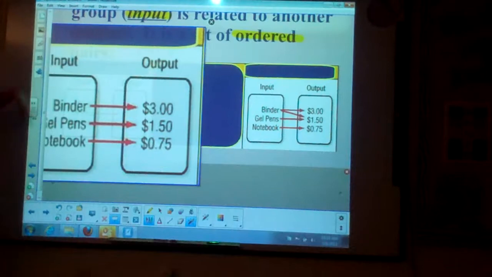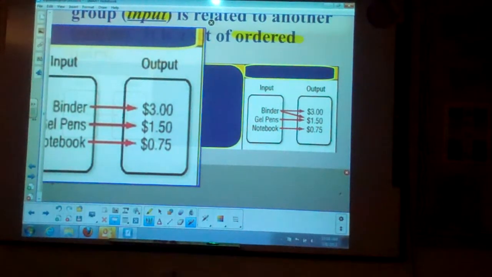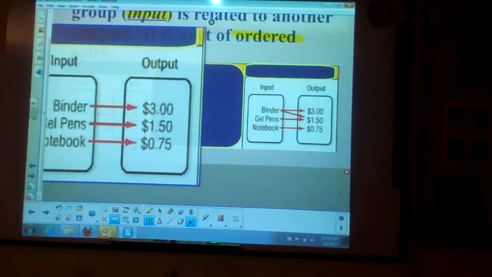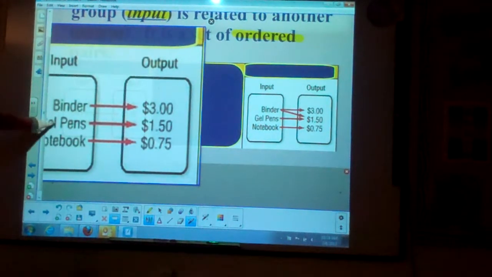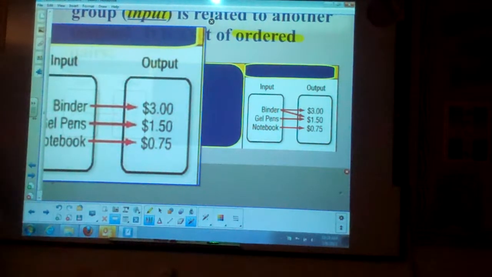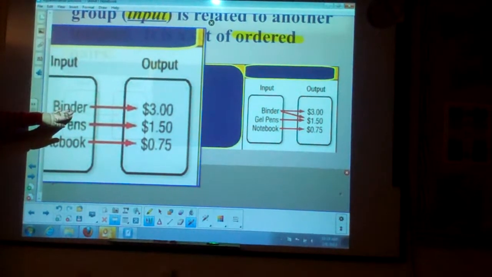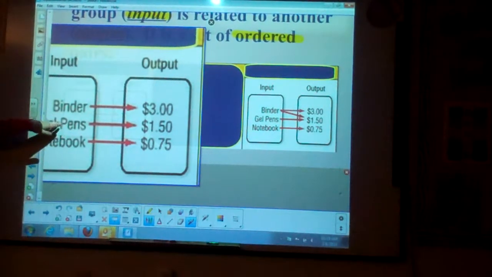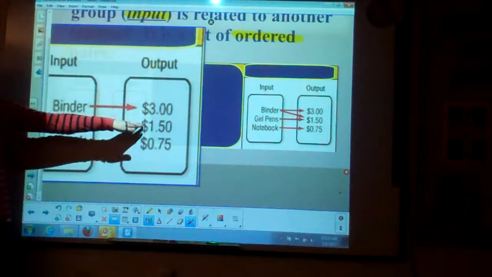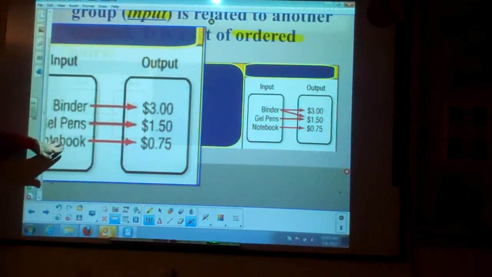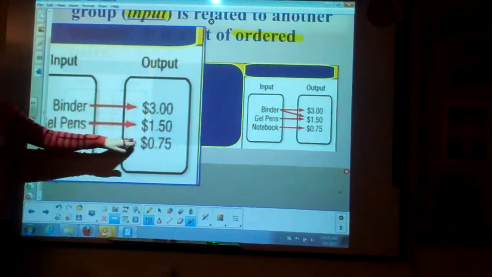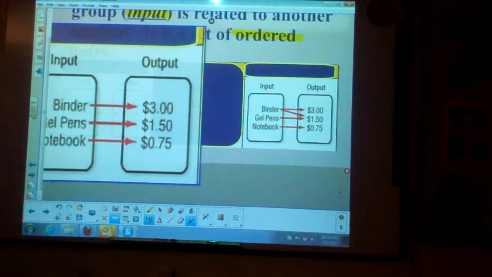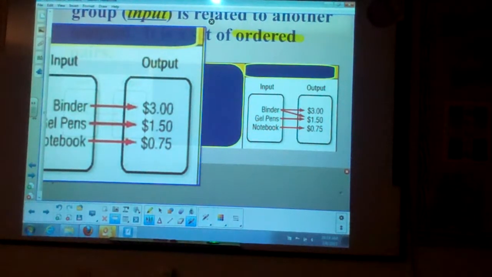Should we write that? You could. It says binder, gel pens, notebook. So the input is the binder. The output is how much it costs, so it's $3. The input is the gel pens. The output is the $1.50. The input is the notebook. The output is the price of the notebook, which is 75 cents. $3 for a binder.